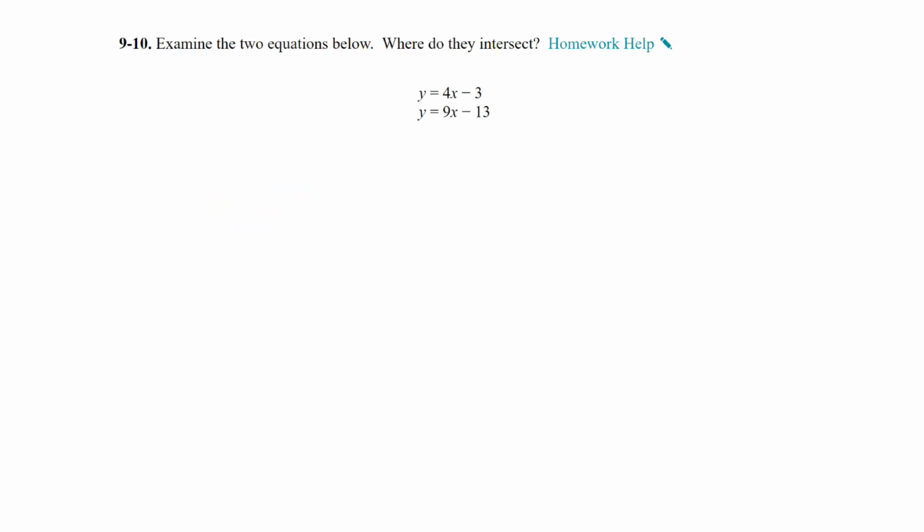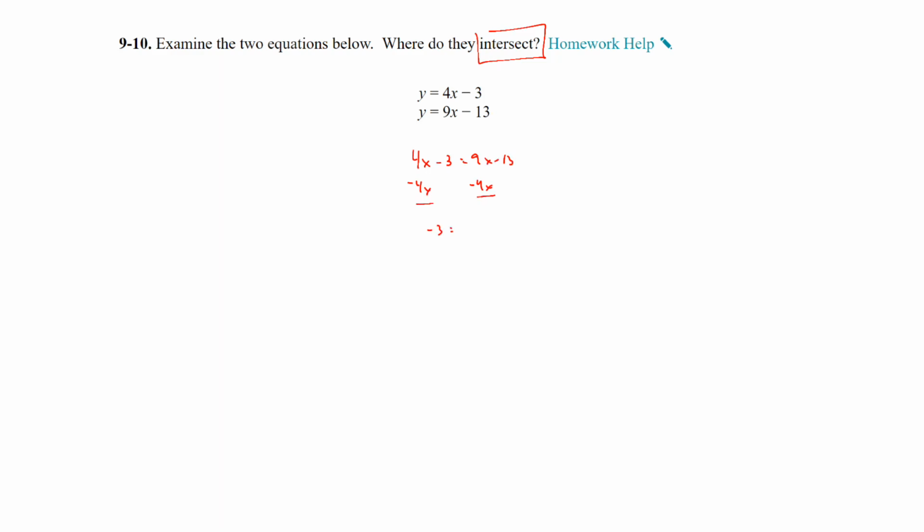Question 10. Examine the two equations below. Where do they intersect? Because we're looking at an intersection of two lines, we're solving a system of equations. Both of them are set equal to y, so we can use the equal value method and say that 4x minus 3 is equal to 9x minus 13. And then we can go ahead and solve, subtract 4x.